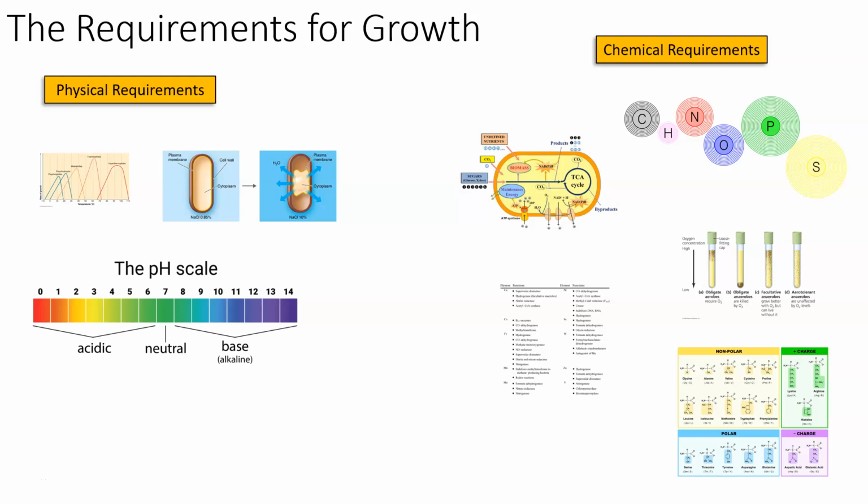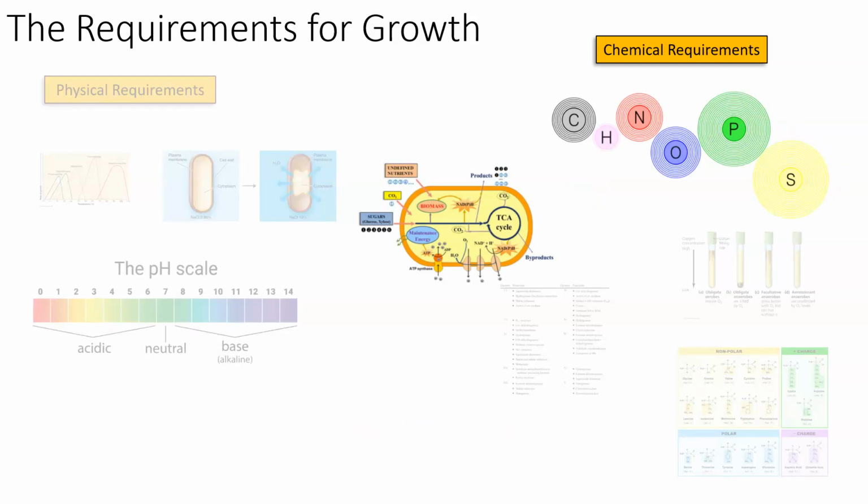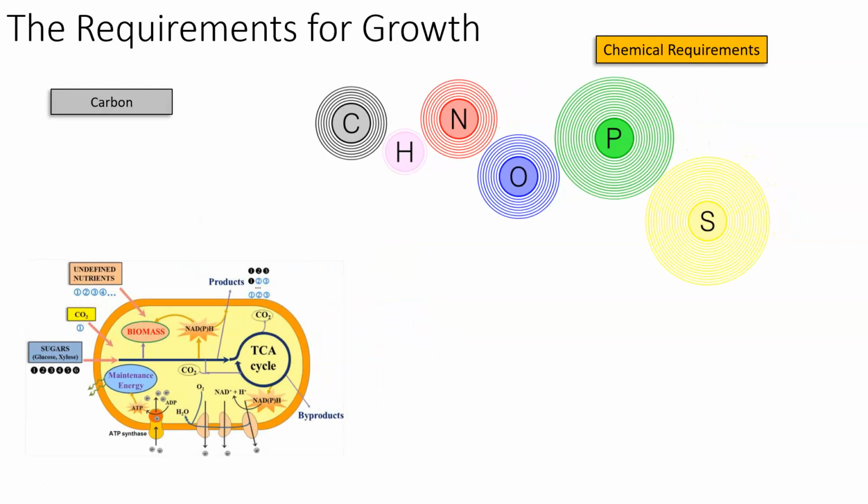Now we're going to dive into the right side of the screen and talk about what are some chemicals, specifically what elements need to come together to form compounds and molecules, and what molecules are required in order for microbes to grow effectively. The first one we're going to talk about is carbon. You can see that carbon, hydrogen, nitrogen, oxygen, phosphorus, and sulfur are the big six elements that are required for all microbial metabolism in a variety of different capacities. So we'll talk about those.